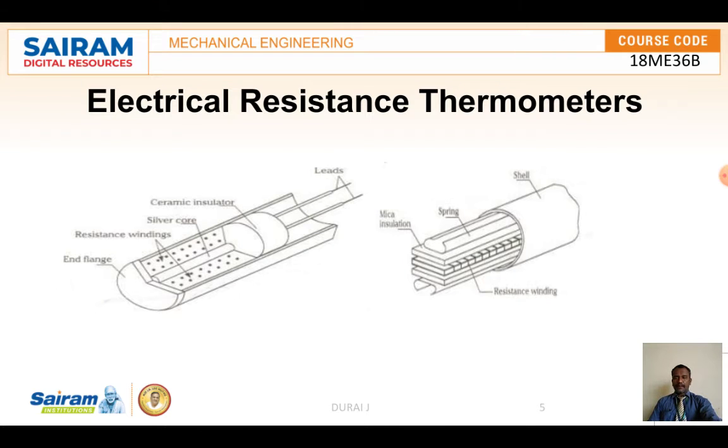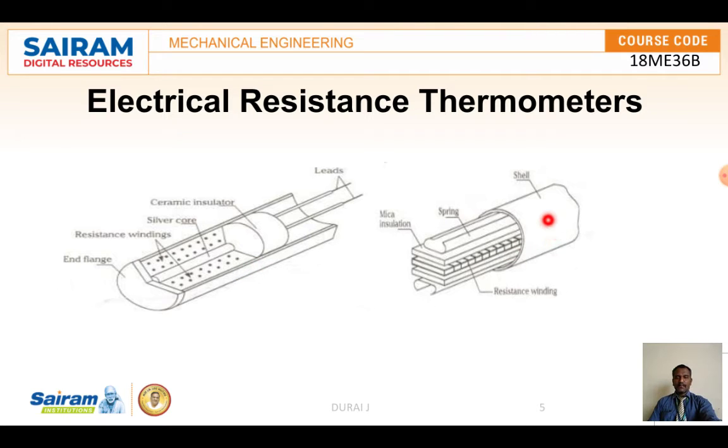Okay, so then comes the electrical resistance thermometer construction. Here the end plate is fixed, the resistance windings are provided here, a silver core passes through the middle of the component, and a ceramic insulator is made around the top. The leads are provided and inserted on the ceramic insulator, and on the outside they provide some housing.